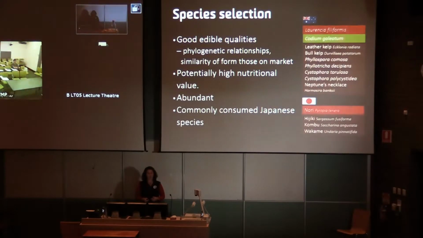And we then pitched these species against a group of commonly consumed Japanese species. So on the right-hand side of the slide, you can see the list of species that we've got there. We've got one red algal species, one green, and a range of brown algal species, all different sorts of kelp species. And we compared that to the Japanese nori, which is a red alga, the species that's wrapped around the sushi, and 3 different brown algae species that are common in the Japanese diet: hijiki, kombu, and wakame.